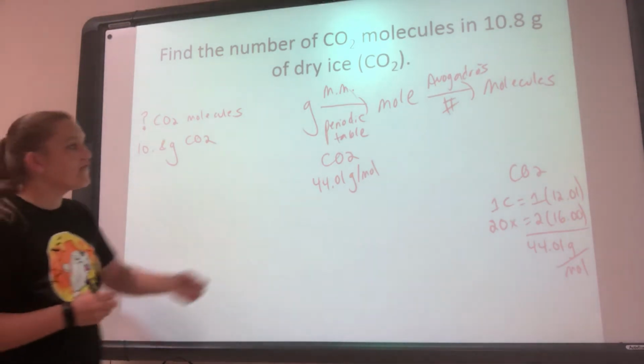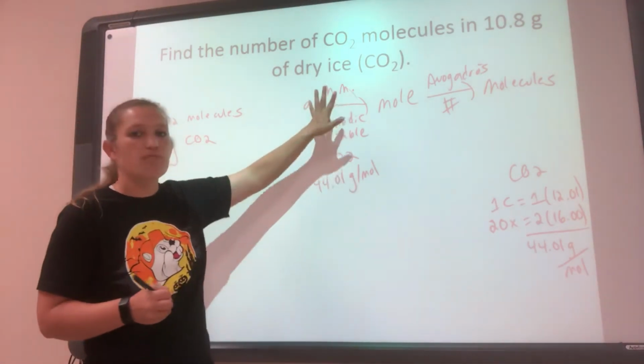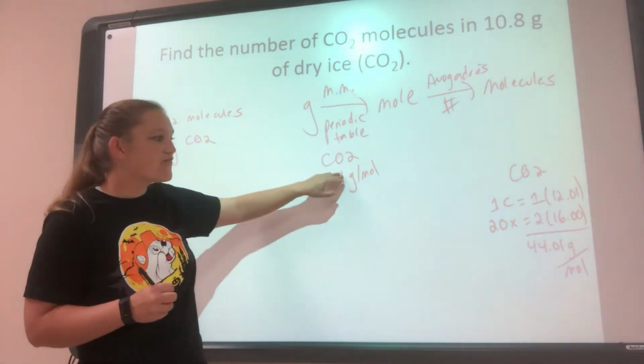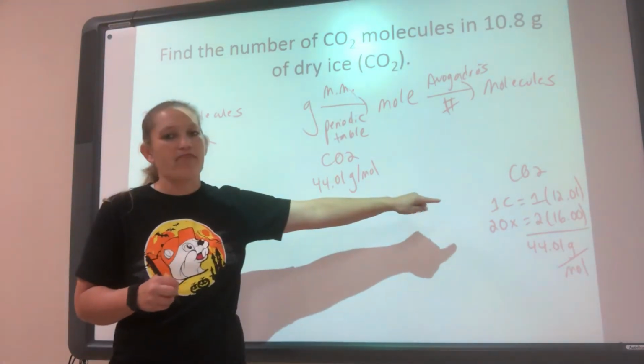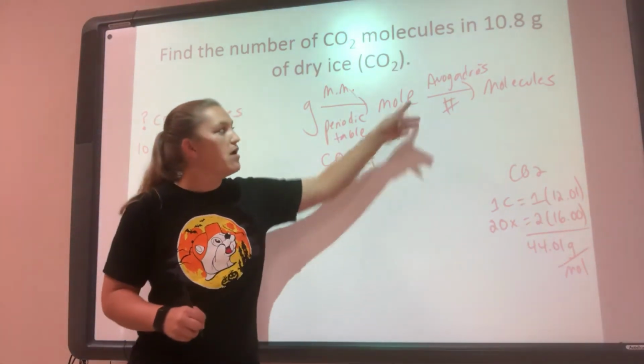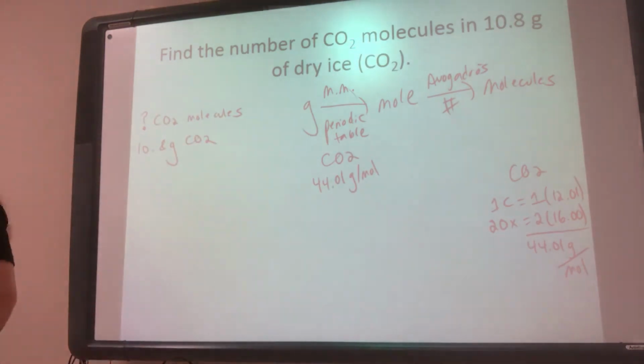So before, if it was just an element, this number was just the number off the periodic table. Still off the periodic table, but we had to do a little math. This is the new part. Avogadro's number is the same number we used last time. 6.022 times 10 to the 23rd. So that hasn't changed. So now let's work it out.